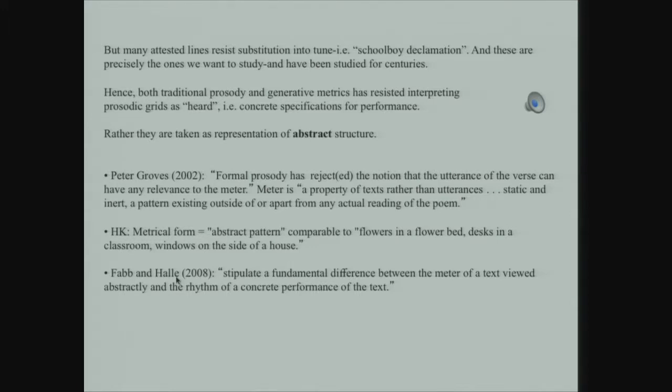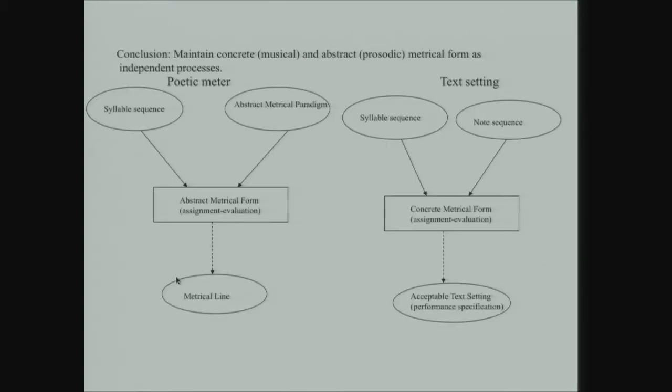The point here is that I think you want to insist on some principles of metricality that are unique to poetic metrical form. But of course, there are also the text setting principles as well. And now the question is, how do these interact? There have been various ideas along these lines, and here they are.